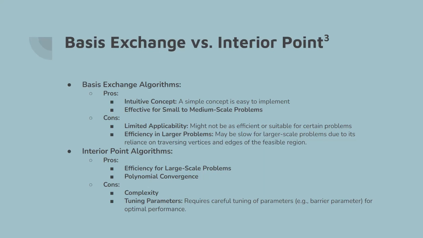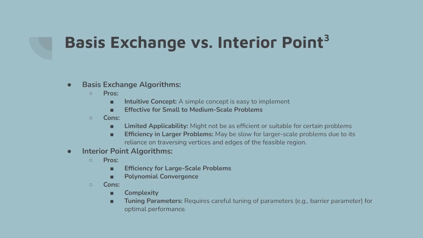Interior point algorithms. Some benefits to these algorithms are that they're very efficient for large-scale problems because they go along the inside of the feasible region. Another benefit is that they have polynomial convergence, so they find the answer to the problem relatively quickly.